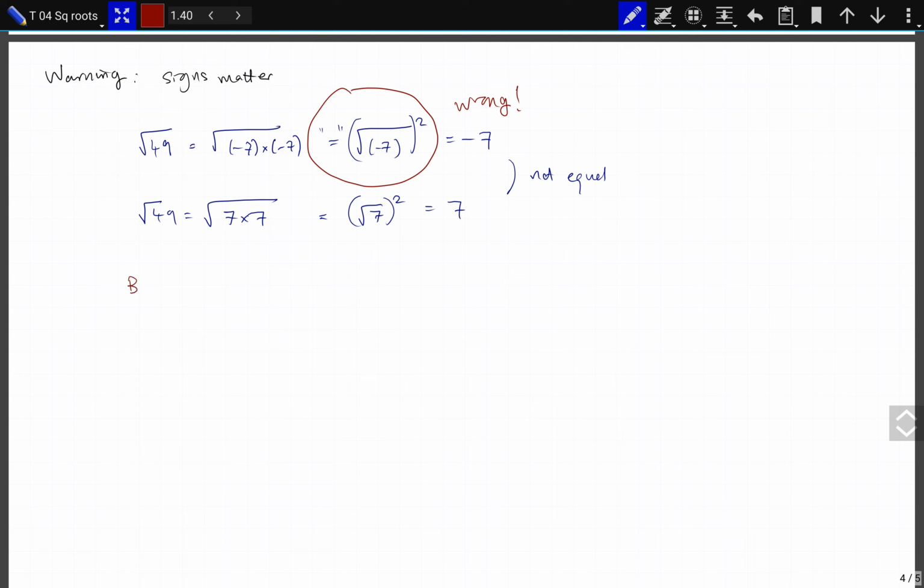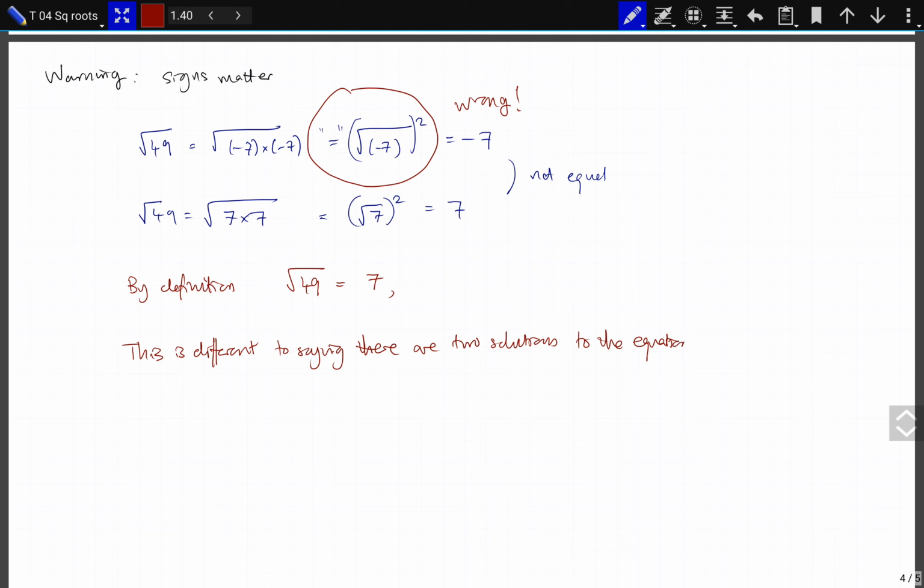By definition, root of 49 is the positive square root, so that 7 is not negative. This is different to saying there are two solutions to the equation x squared equals 49. These are different statements.